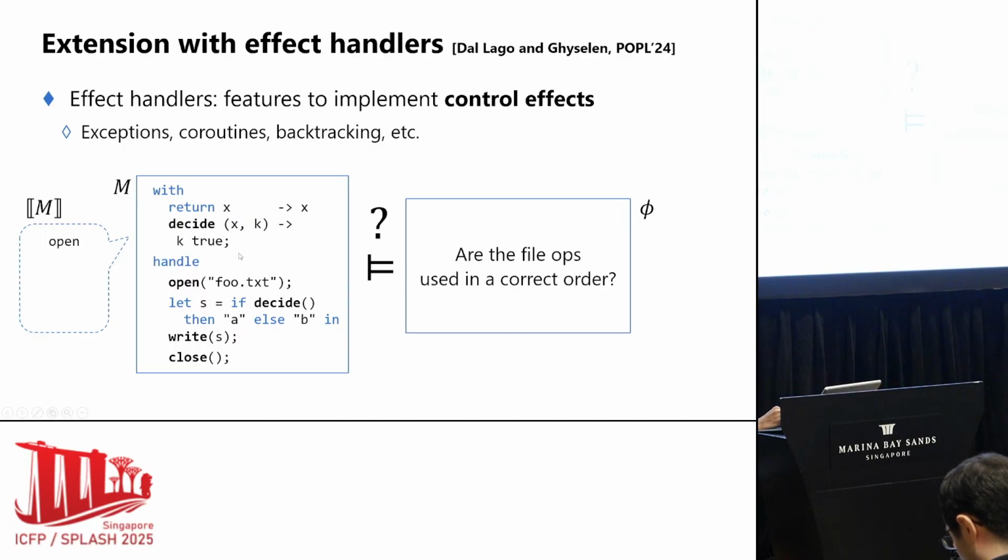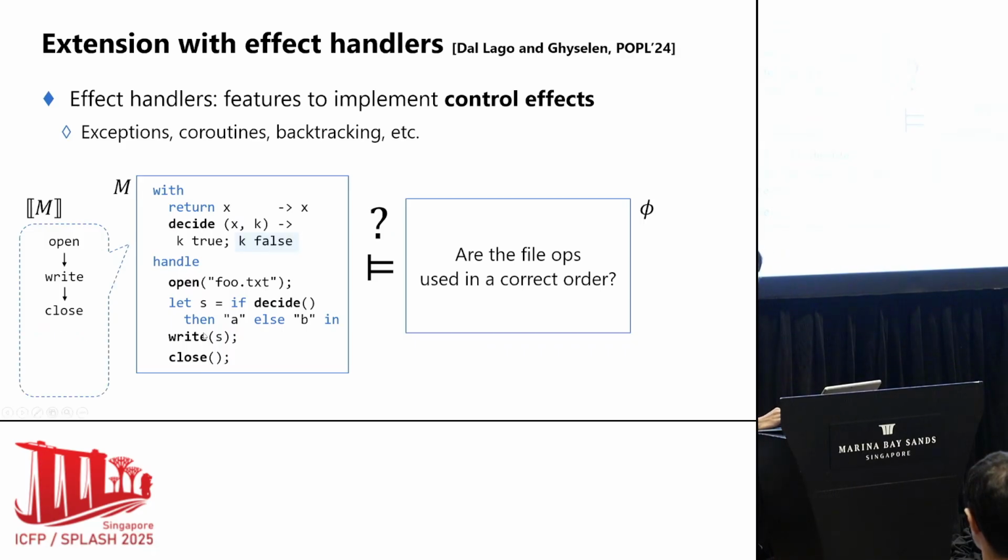Then the control goes to this close, and here the decide operation clause takes not only the parameter x, but also the continuation k from the point where decide is called. In this clause, the continuation is called with the argument true. It means that this decide operation returns true. Then the string A is chosen, and the write and close operations are called. So this computation tree is generated. Of course, this tree satisfies the property, so model checking will succeed.